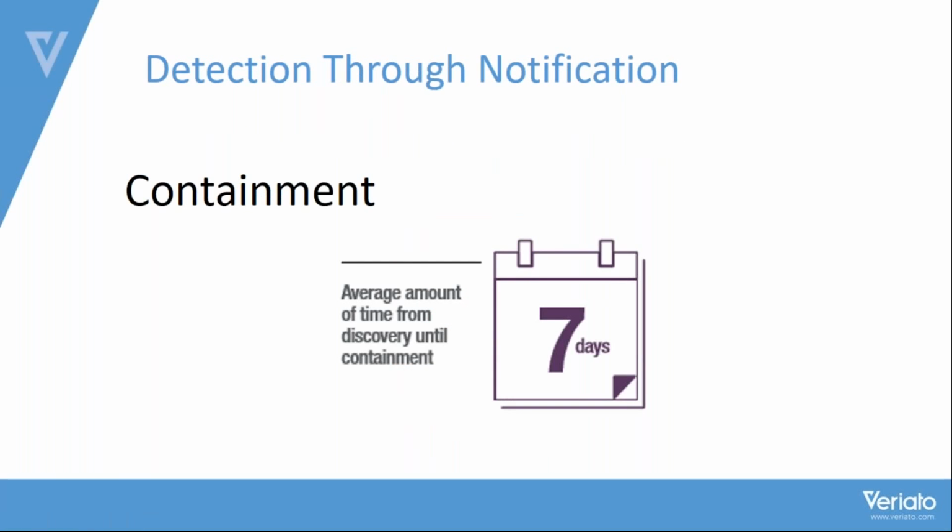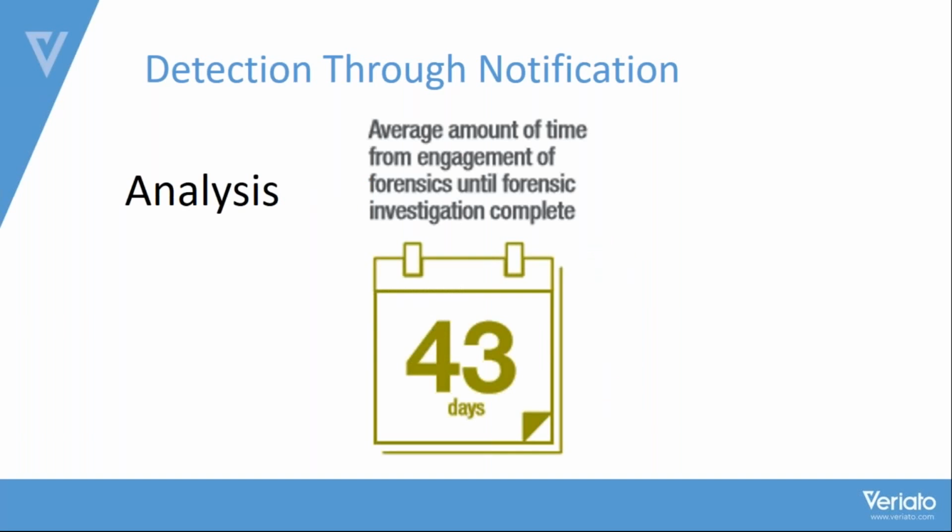Next step is contain it. So once I find that it's happening, I have to stop the hemorrhaging. I have to stop the bleeding. I have to stop other stuff from going outside of my organization. The average amount of time from discovery until containment, until fixing this problem, well, I'll take that back, I'm not even fixing it, I'm just stopping the bleeding right now, is on average 7 days.